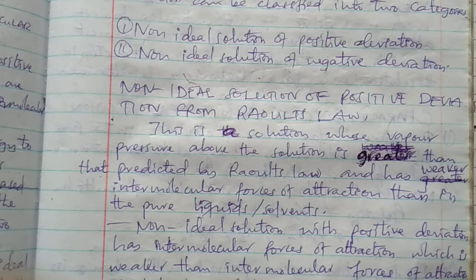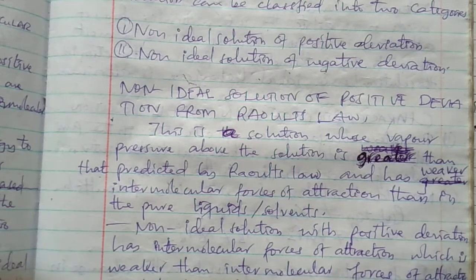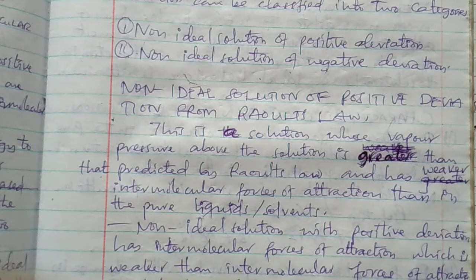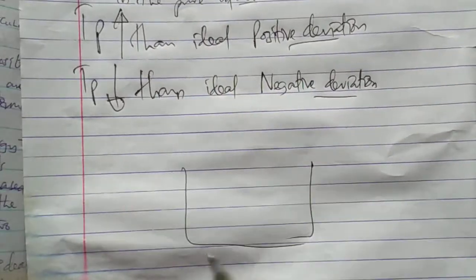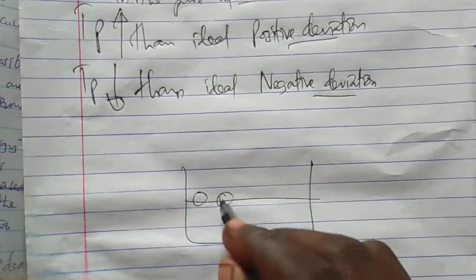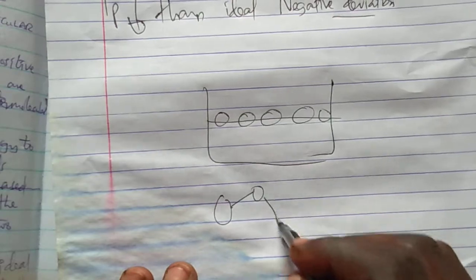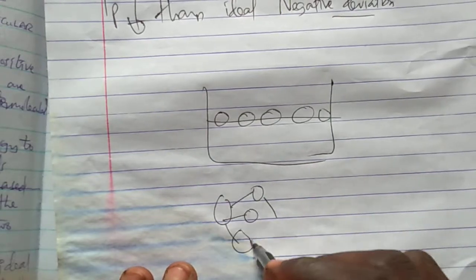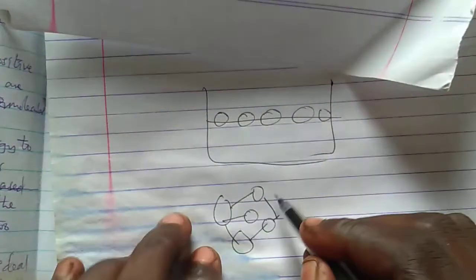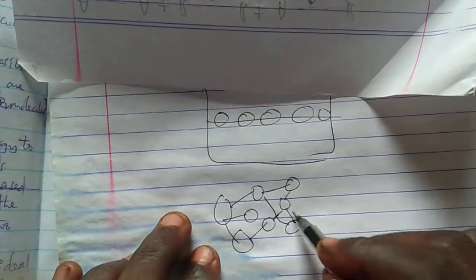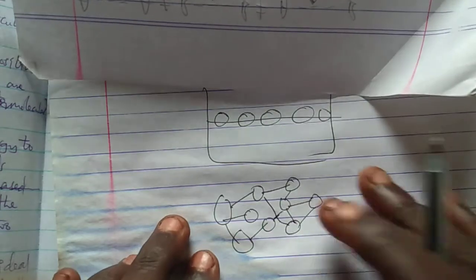It is because for vapor to form, we must break the intermolecular forces and the molecules must escape from the liquid phase to the vapor phase. Let's say, for example, this is our liquid in a container. At the surface of the liquid we will have molecules, and if we draw them below, they are held together like this. So in order to form vapor, we must break the forces between these molecules.